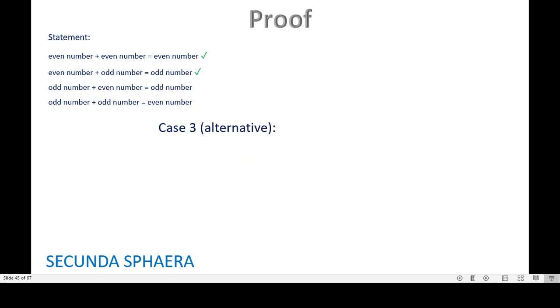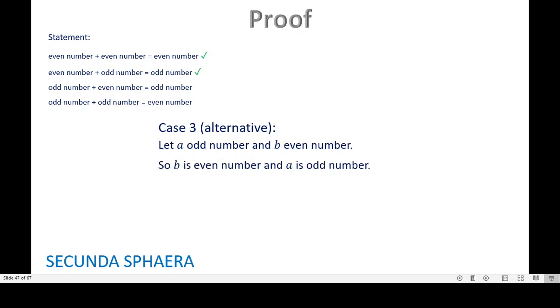And there is an alternative for case 3. Actually, we could have used the commutative property pretty early and just said that case 2 and case 3 are the same. However, let's just make more steps than needed. So, again, A is an odd number and B is an even number. And at this point, we can swap them. So we have B is an even number and A is an odd number.